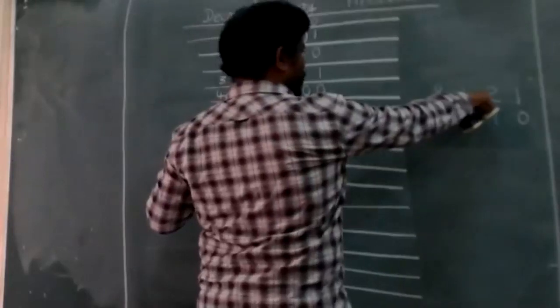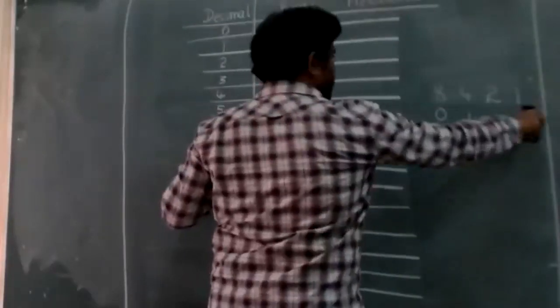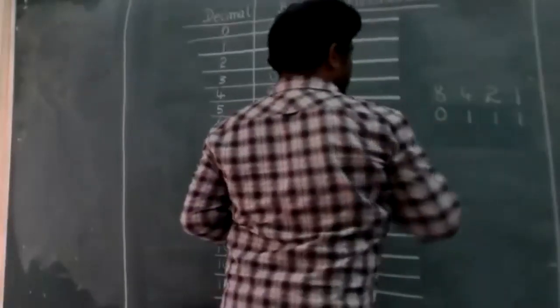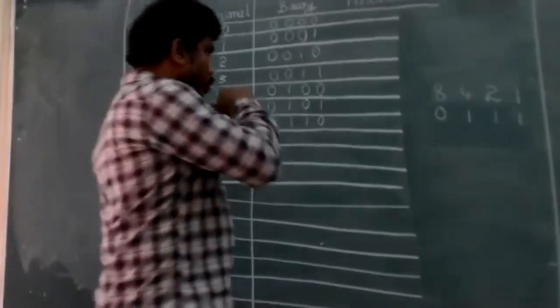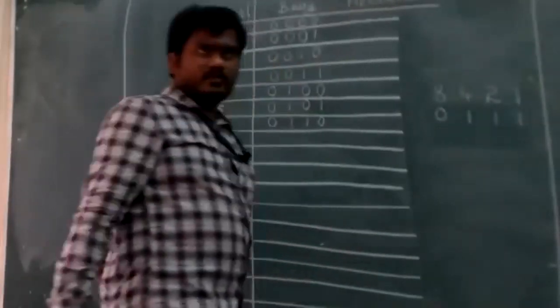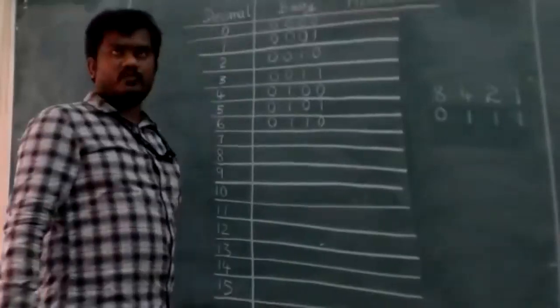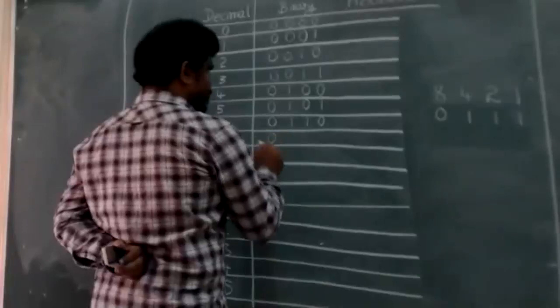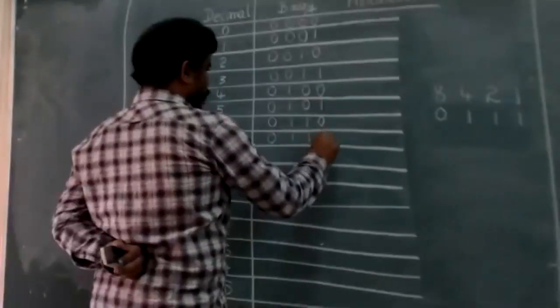And like this, you can represent 7 also. The 7 means 4 plus 2 is 6 and 6 plus 1 is 7. So we'll consider these 3 bits as high and the MSB bit is equal to 0. We call this the MSB bit, most significant bit, and this bit the LSB bit, least significant bit. The 7 is represented as 0, 1, 1, 1.